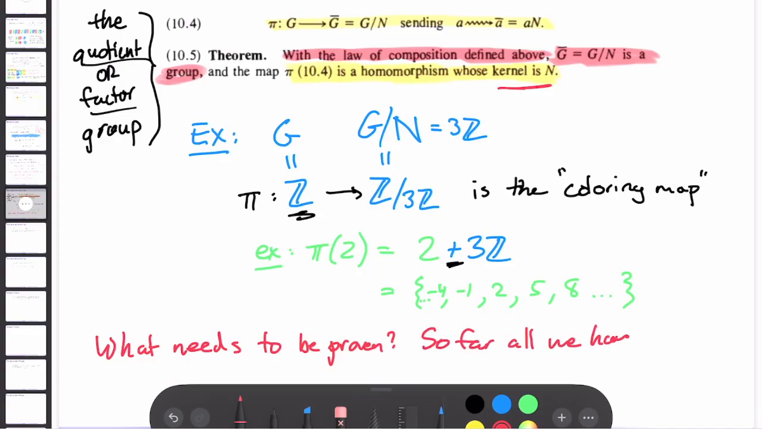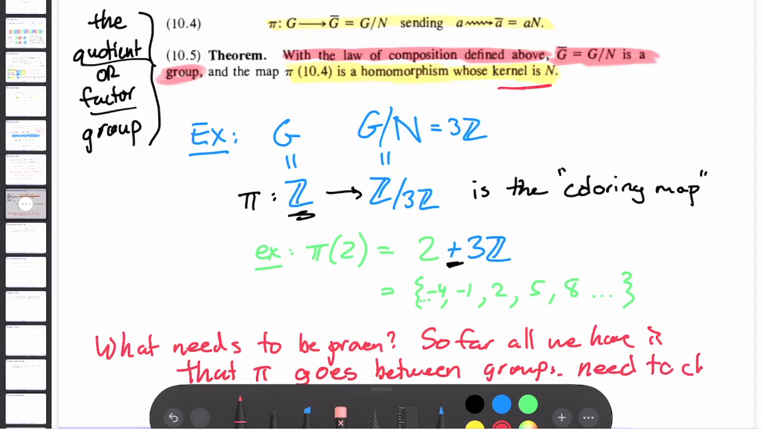all we have is that pi goes between groups. Need to check, for instance, that pi of 0 is equal to the identity element over there, and pi. Can we still see it down there? Yeah. Okay. Being a little sloppy here just because we're not actually going to do it, but you still need to check that it's a homomorphism.